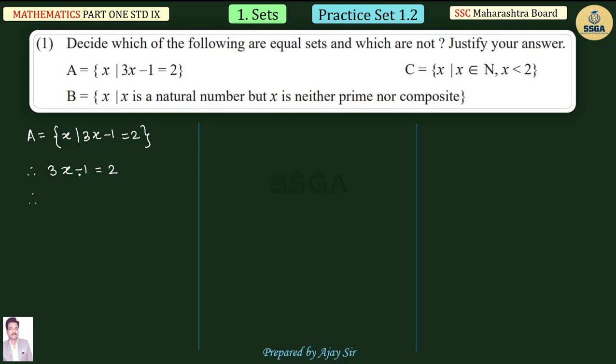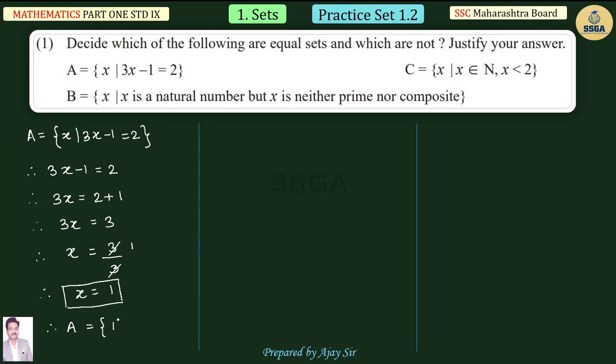Now shift this minus 1 to the right hand side. So minus 1 will convert into plus 1. So this is 3x, which is equal to 3. So x we can write as 3 divided by 3, so x is equal to 1. The answer is x equals 1. So the value of x is 1. Therefore set A contains only one element, that is x, which is equal to 1.